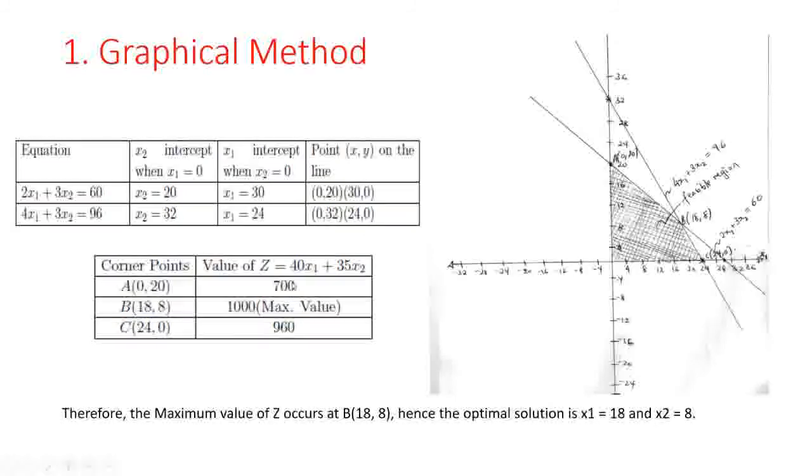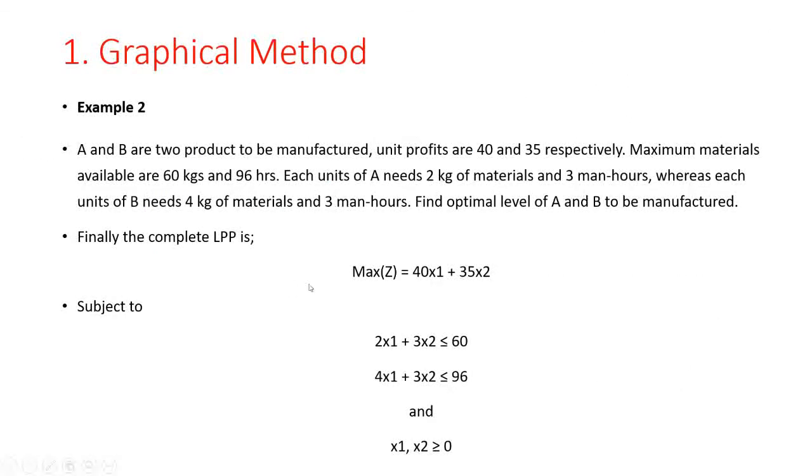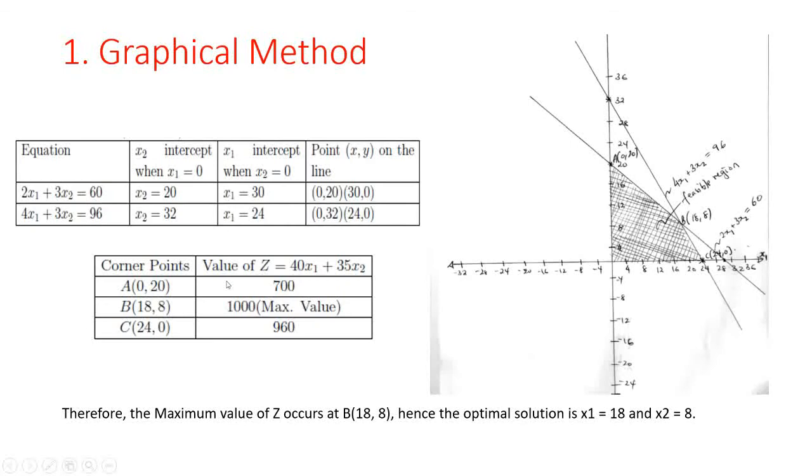Among all these corner points, our objective function is the maximization of profit. So what is the max value? 1000 is the max value among all the corner points. Therefore, the maximum value of z occurs at point B, that is 18, 8. Hence, the optimal solution is x1 equal to 18 and x2 equal to 8, and the optimal value is 1000.